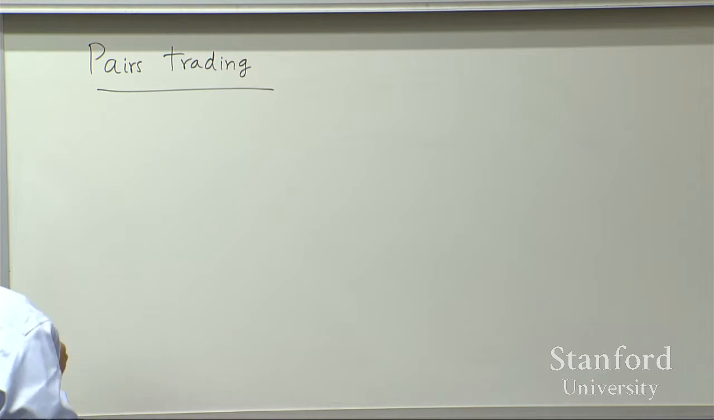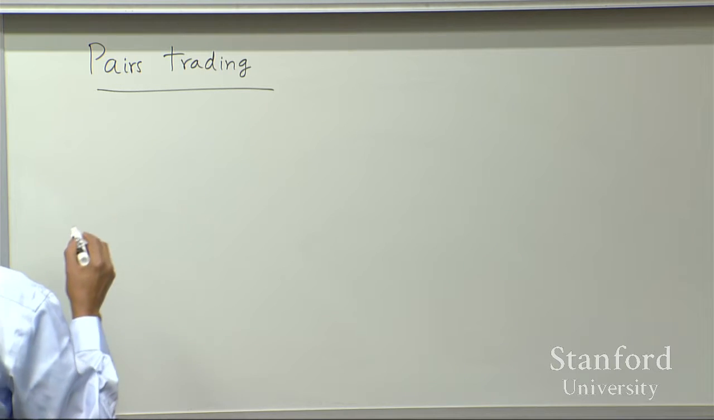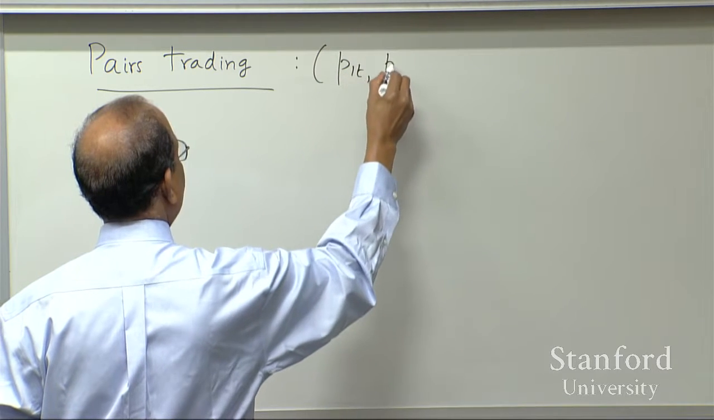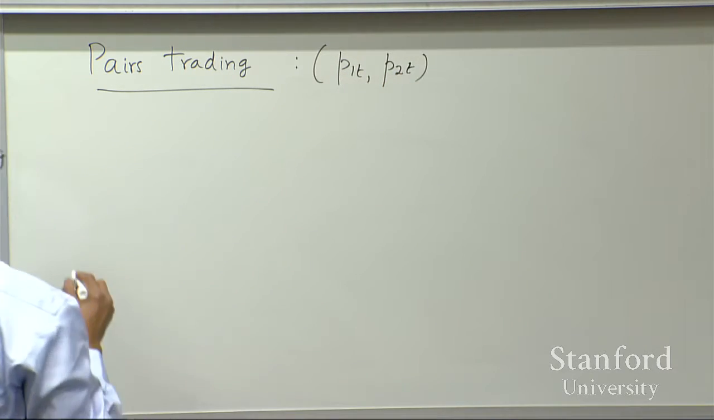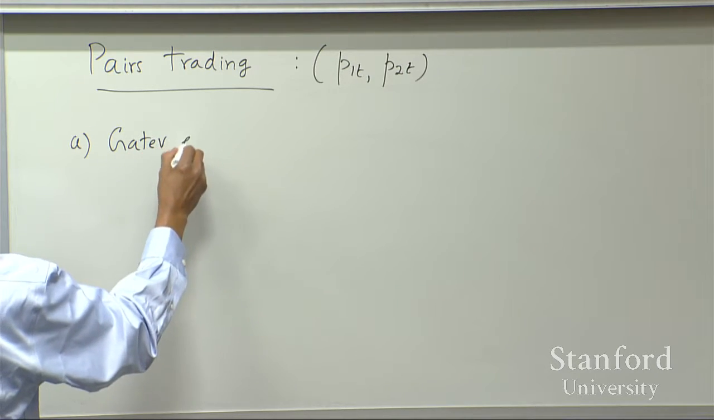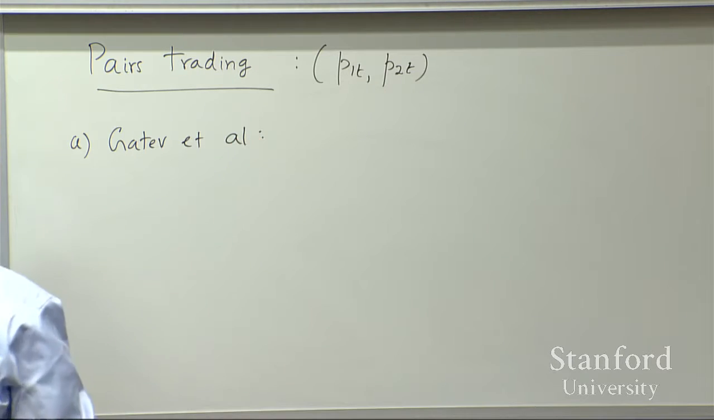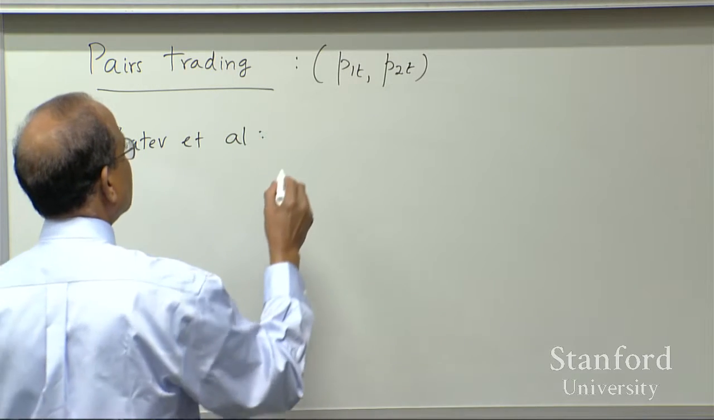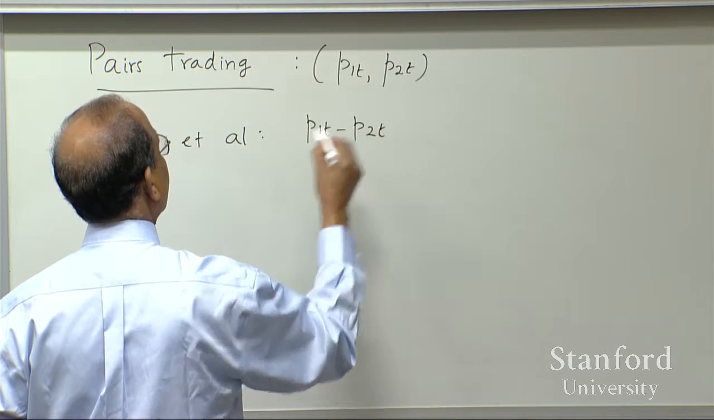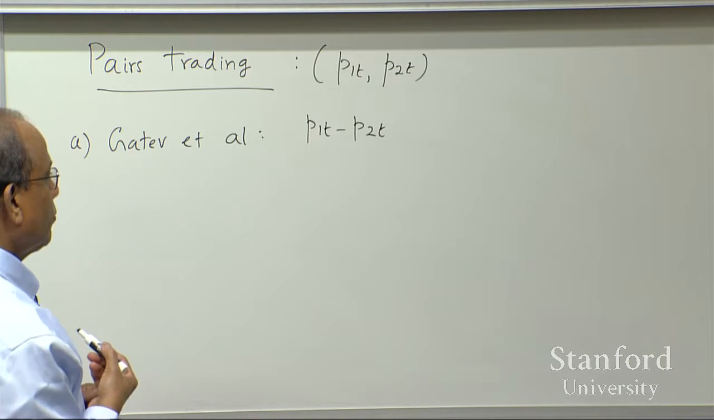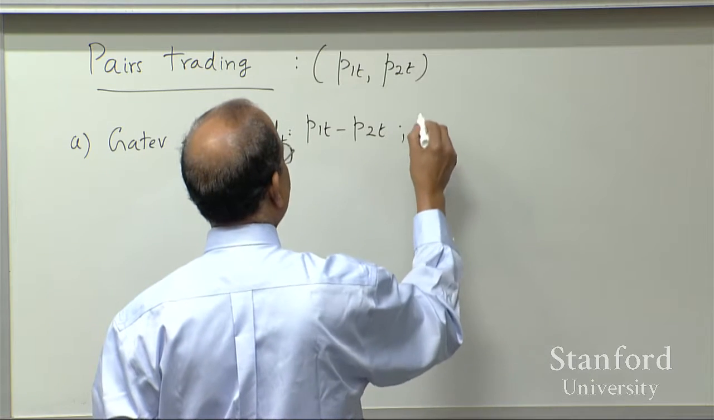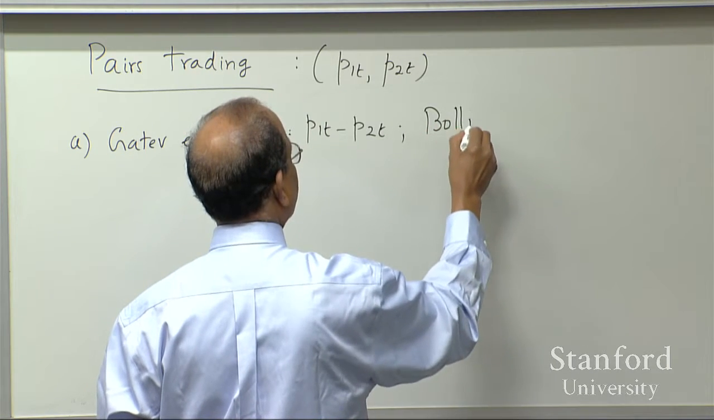Let's assume that we have two stocks with prices P1T and P2T. The first method is by Gatev et al. Here they look at the difference between the two, and construct some sort of Bollinger Band on this. Let me write it as dt, then some sort of Bollinger Band on dt.